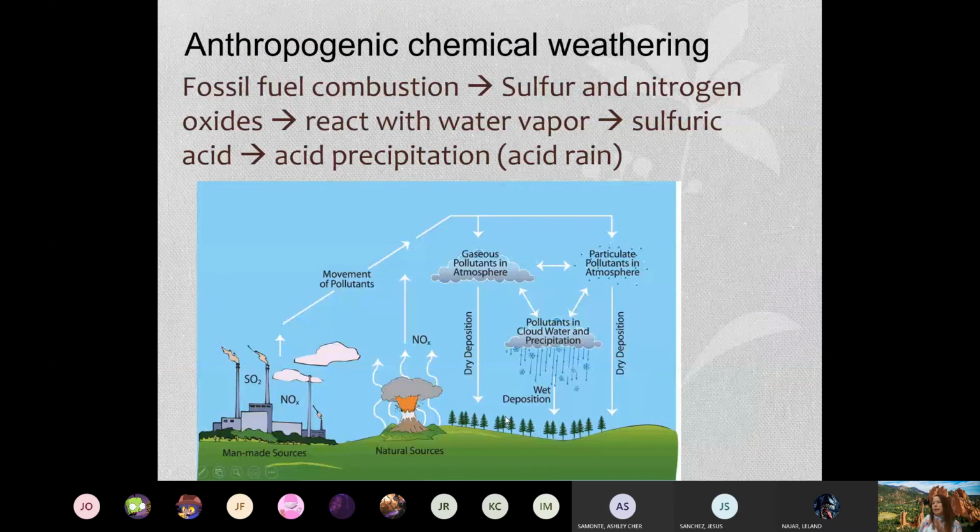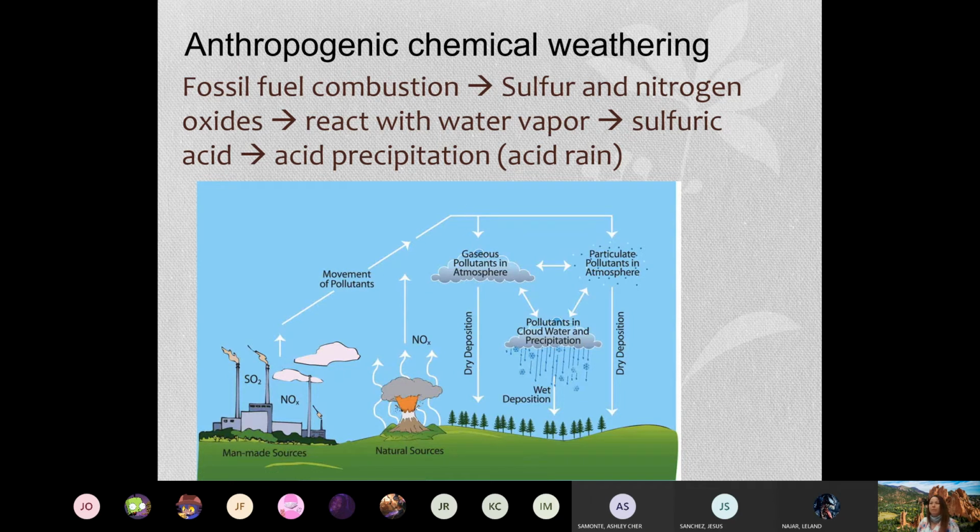You're going to hear this word a lot, anthropogenic. Anthro means like human, like anthropology is the study of human history. Anthropogenic means it's caused by humans. So we have human-caused chemical weathering.